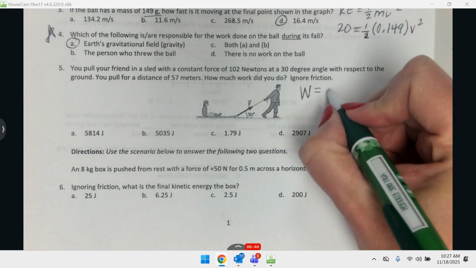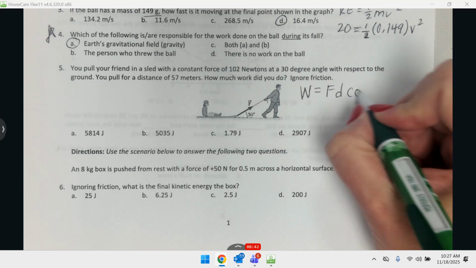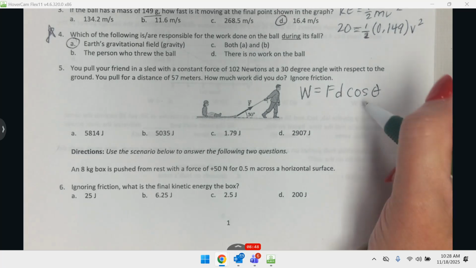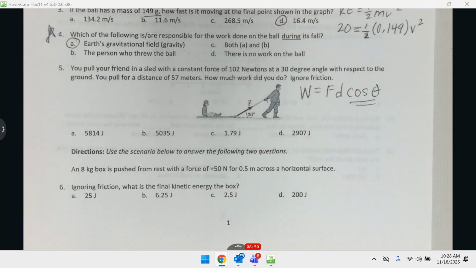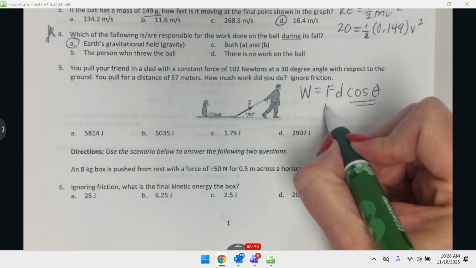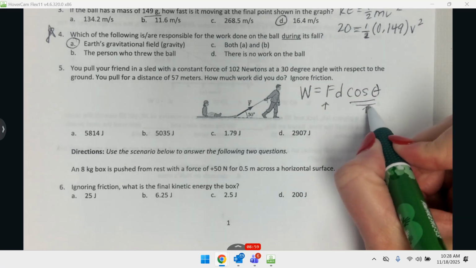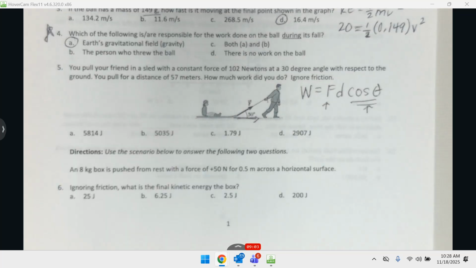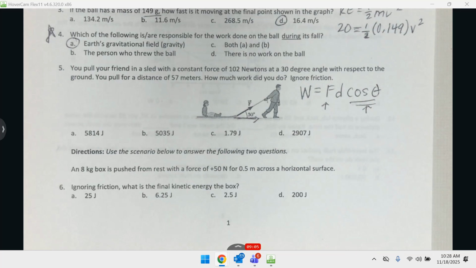When you have an angle, remember that you do need to take that angle into account. We wrote the equation like this: work equals F D cosine theta. The reason we have this cosine theta in there is because only the horizontal component of the force is doing work. So when you multiply this force times this cosine theta, you're finding this piece right here. And then you multiply that by the distance. You can do it in steps or just go straight to that equation.